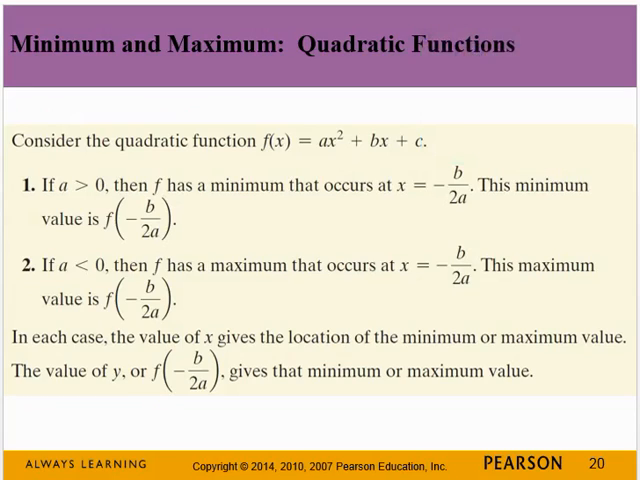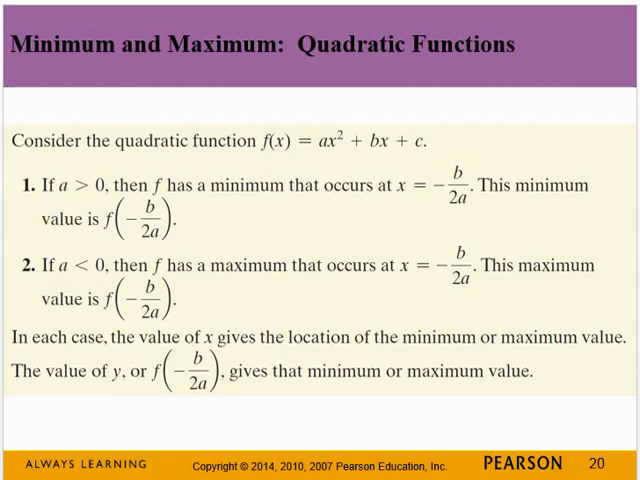Consider the quadratic function f of x equals ax squared plus bx plus c. If a is greater than 0, then f has a minimum that occurs when x equals negative b over 2a. So this minimum value of f is f of negative b over 2a. So it's the y value of your vertex.